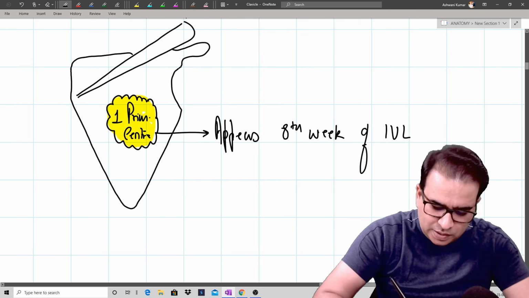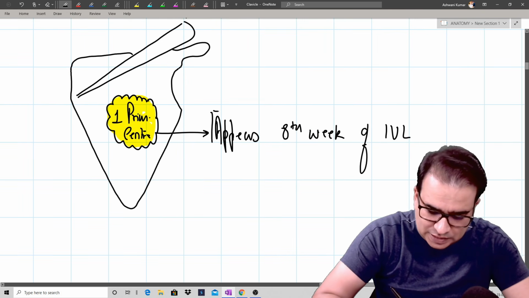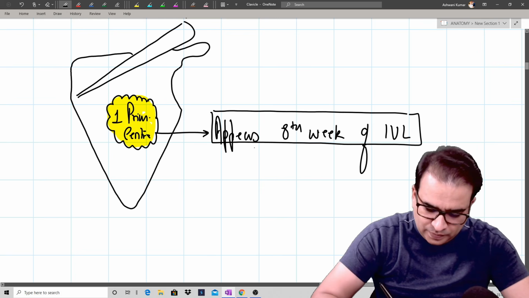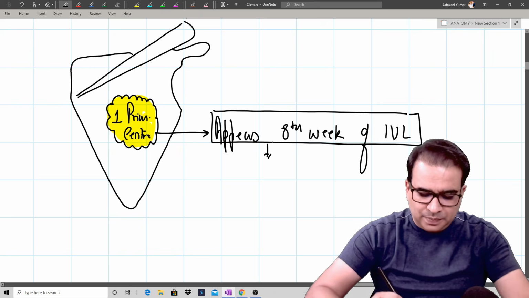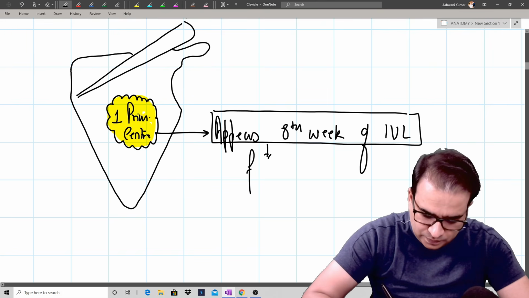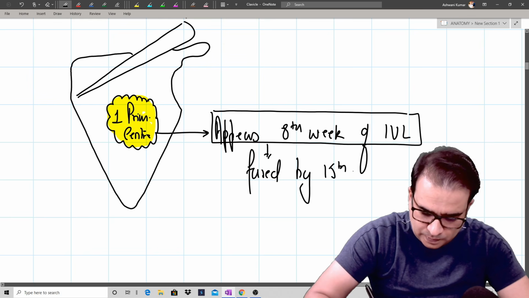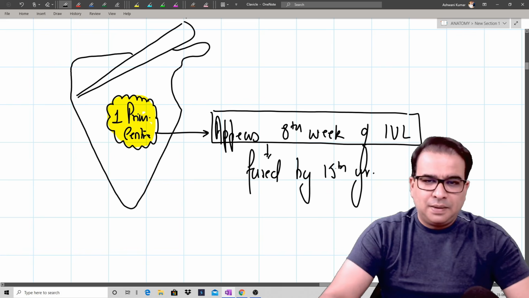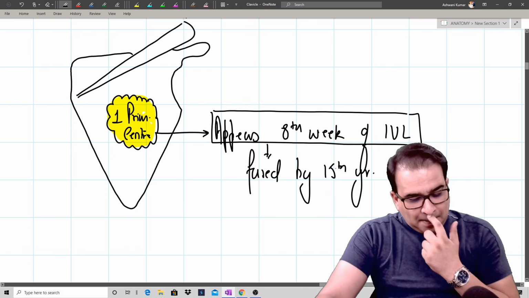So the one primary center we have is for the body, as you can see, and that appears around 8th week of intrauterine life, and it is fused with the rest of the things around by the age of 15, the 15th year of postnatal life.